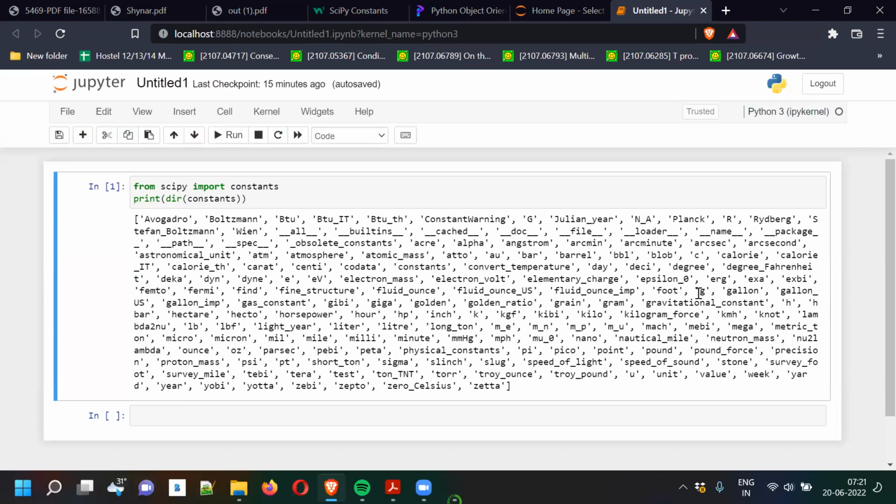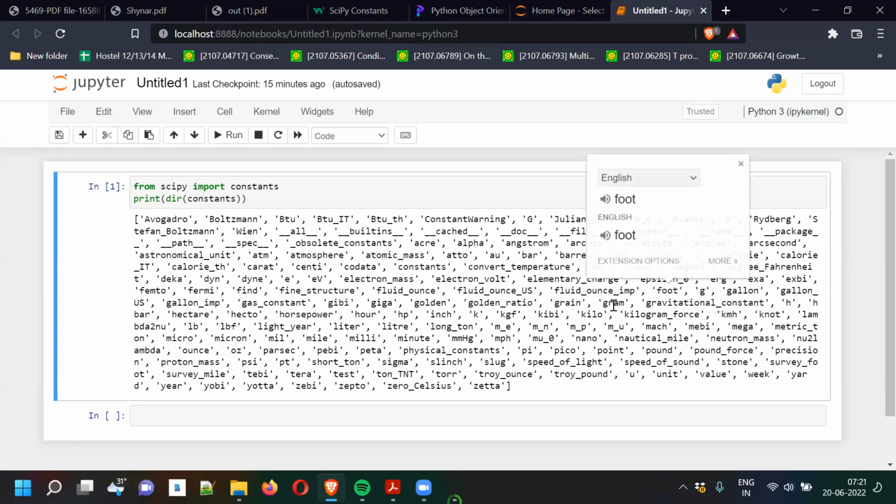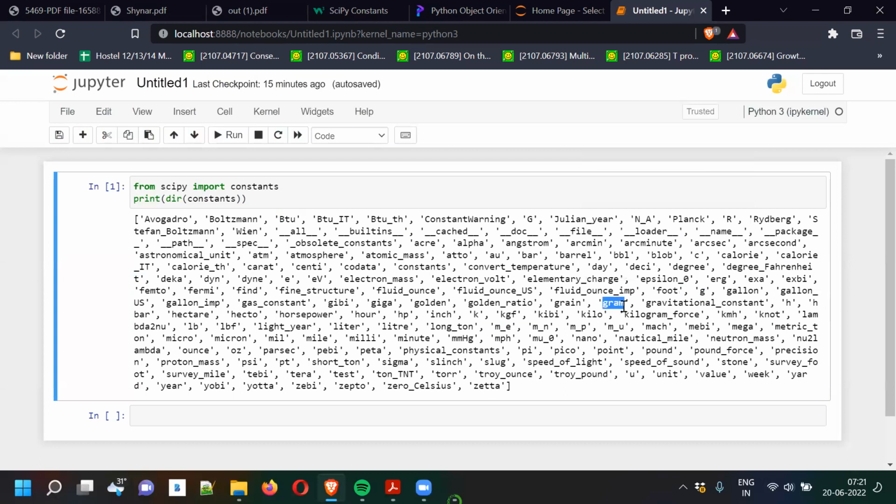Gram you should know. G. Foot you should know. Inches and foot, right? That is the foot distance. Then gram as GRAM you should know. Hectare, measure of area, you should know. Hour, time, you should know. Inch, you should know. Kilo, you should know. Liter, you should know. Right. Metric ton, you should know.